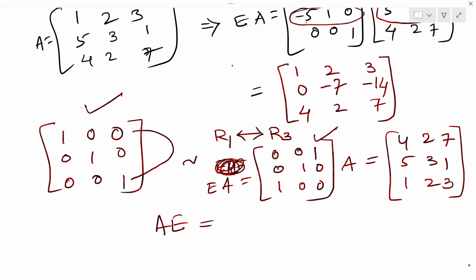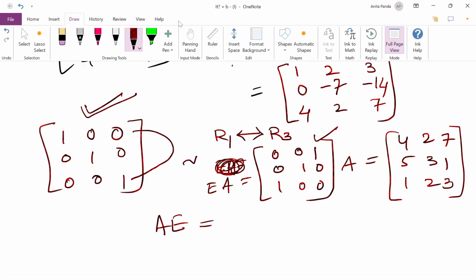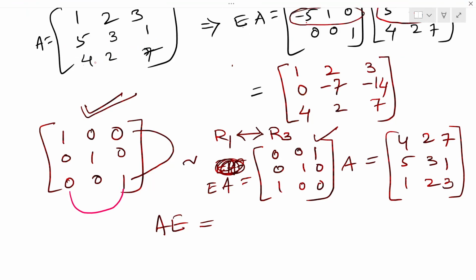How to get from this matrix to this matrix? What column operation should we do? Please observe carefully and tell me. Observe, if I interchange the first row and third row, first column and third column, I am getting my elementary matrix. So what operation do I have to do? Column operation. If I interchange these two columns, then I will get this identity matrix. The same operation will take place here on the matrix.